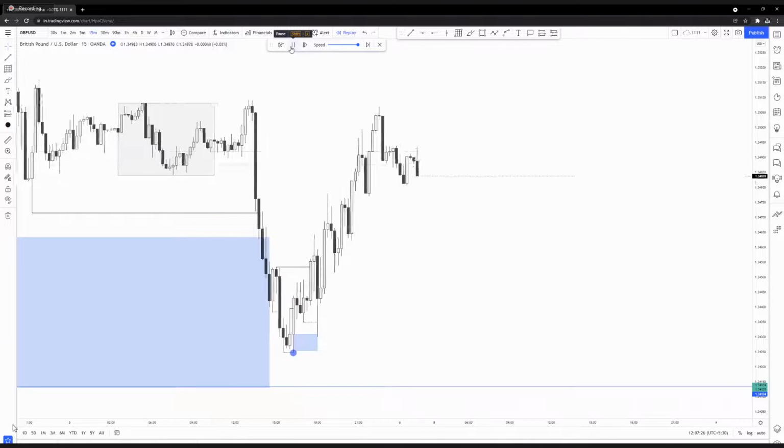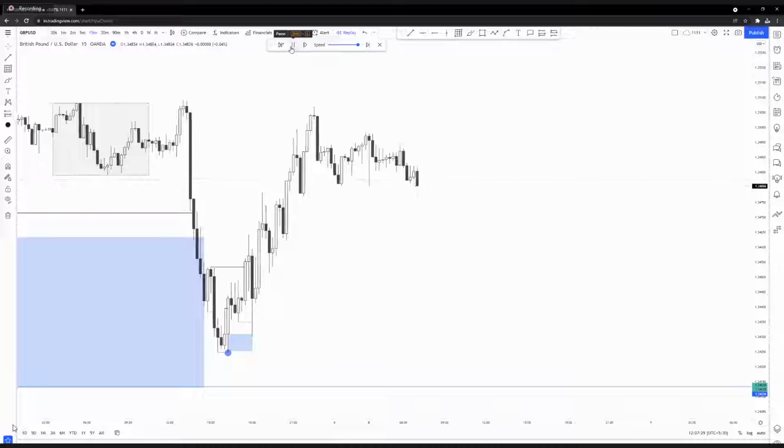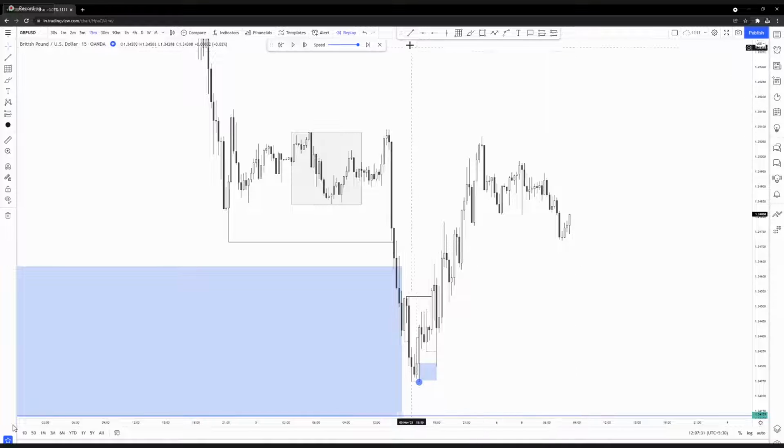Let's wait. And here we have it. Okay, here we have a breakout structure. So mark out your trading range. So what do you want to do?